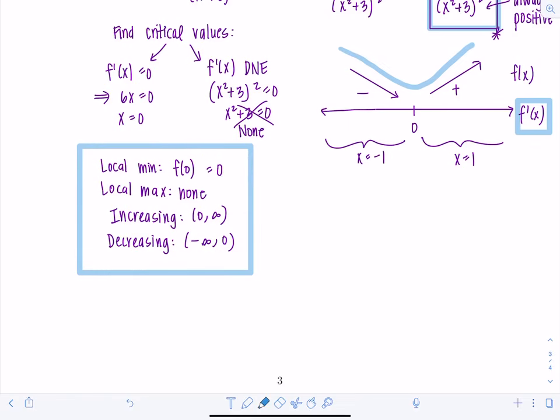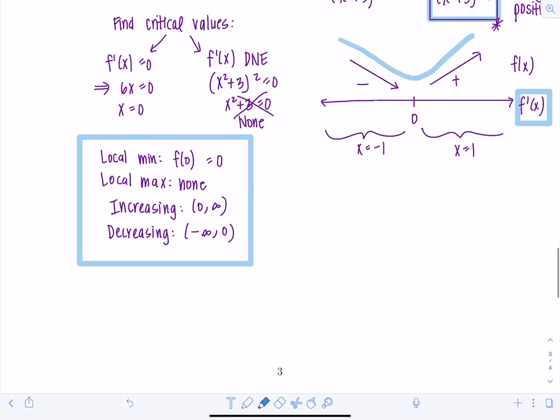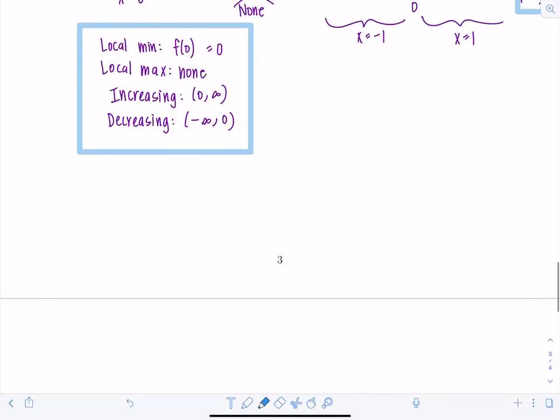Now, part C and D ask for the intervals of concavity and the inflection points. In order to find that, I need my second derivative. So I'll just write out again that f prime of x was equal to 6x over x squared plus 3 squared.